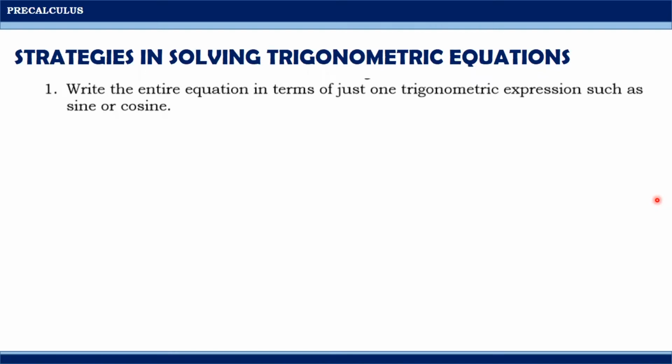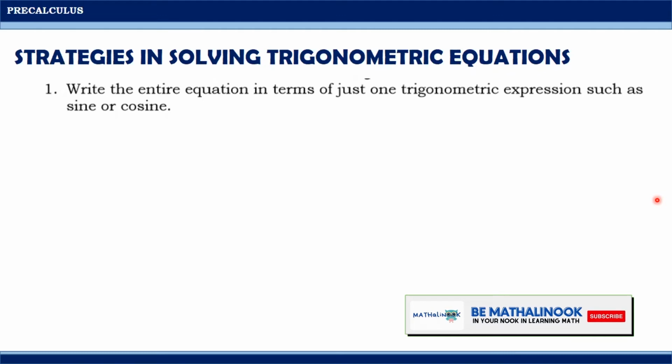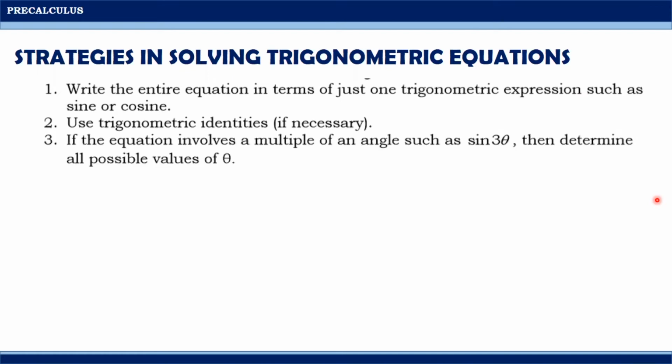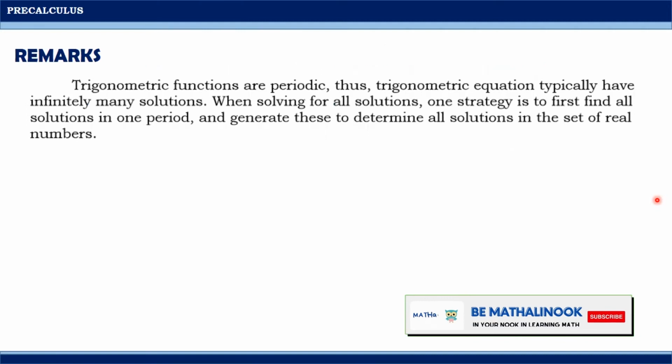These are the strategies in solving trigonometric equations. Number 1, write the entire equation in terms of just one trigonometric expression such as sine or cosine. Number 2, use trigonometric identities if necessary. And number 3, if the equation involves a multiple of an angle such as sine 3 theta, then determine all possible values of theta. Note that trigonometric functions are periodic.